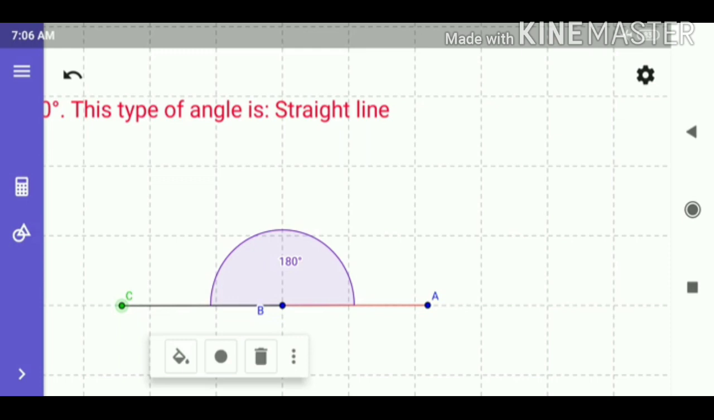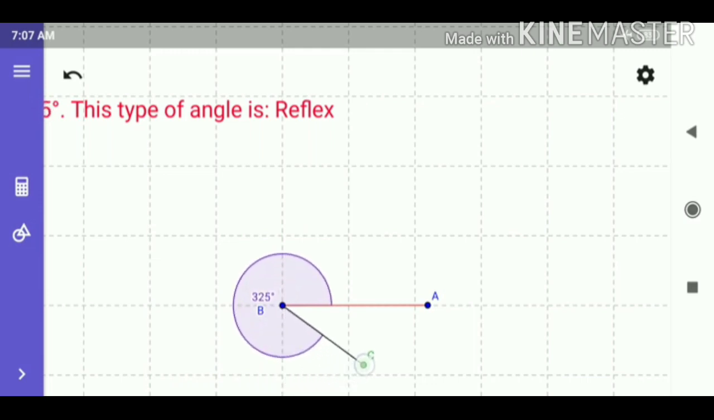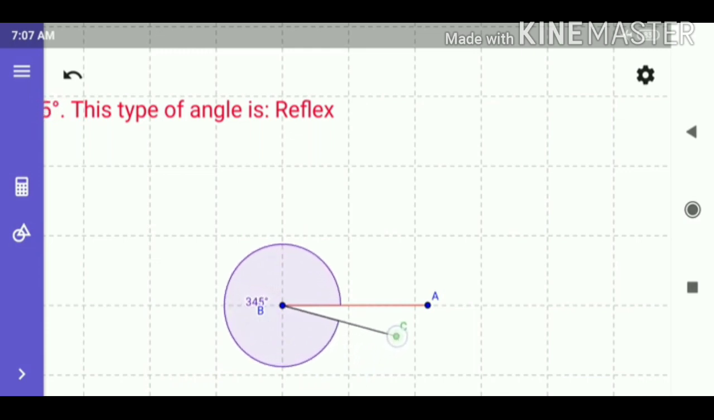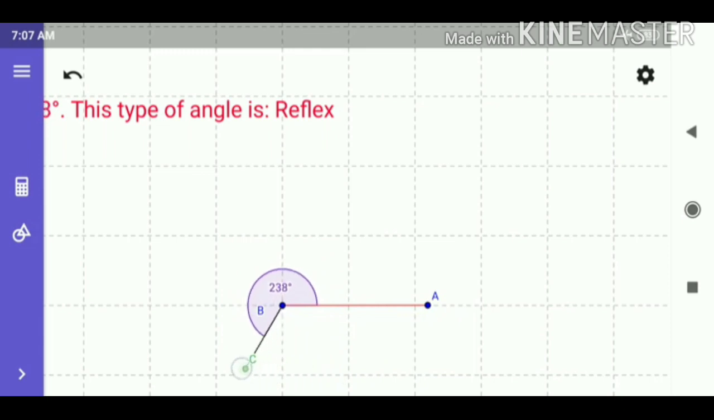If we further increase the value or the space between these two line segments or line rays, then it is known as a reflex angle. See the space between them. Whether we are moving from 180 degree to 360 degree, all these angles are known as reflex angles. But as soon as we reach 360 degree, that angle will be called a complete angle, because we have moved a complete circle, one round. So these all are reflex angles.